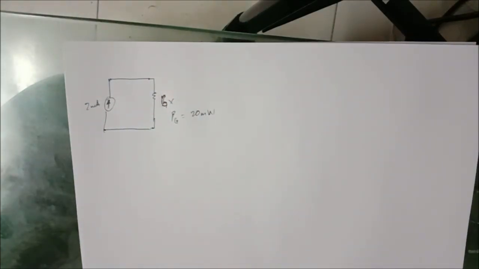Hindi ko alam kung bakit ginamit niya si G of X. Kasi kapag sinabing G, ay conductance. Hindi ko lang alam kung bakit ginamit niya yung G as variable sa resistor. So, resistor, R lang talaga siya dapat. Okay? So, alamin na natin, paano natin makukuha si R of X.